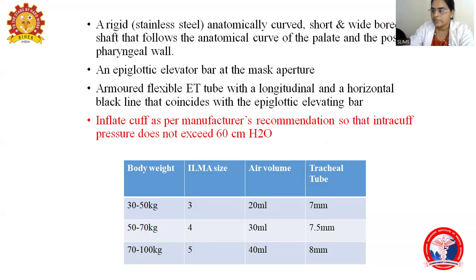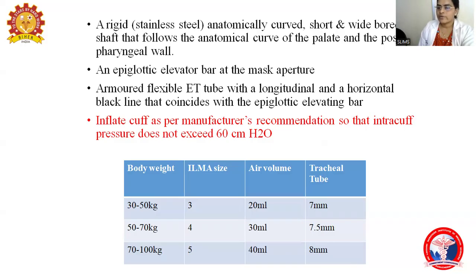It is an armored flexible endotracheal tube with a longitudinal and a horizontal black line that coincides with the epiglottic elevating bar. Inflate the cuff as per manufacturer's recommendation so that intracuff pressure does not exceed 60 centimeters of water. This comes in different sizes according to body weight. For 30 to 50 kgs, ILMA size 3, the inflation volume will be 20 ml and the tracheal tube which we can insert is 7.